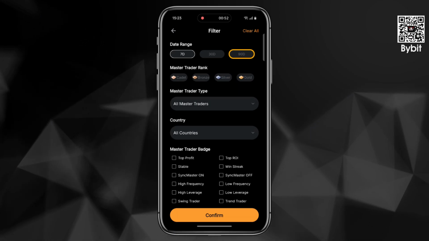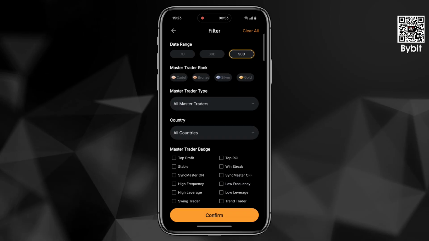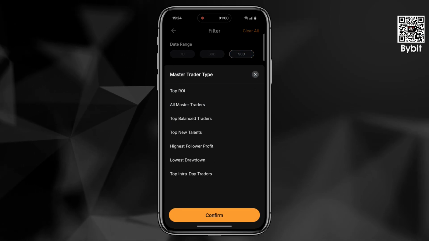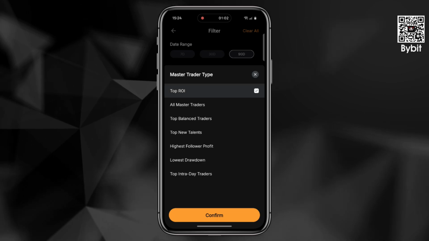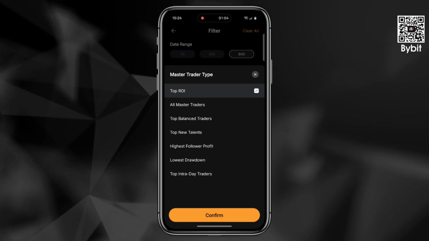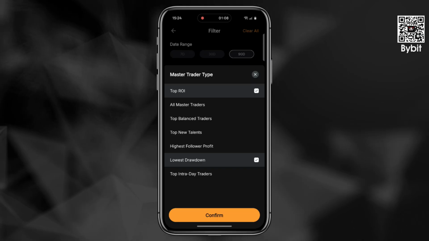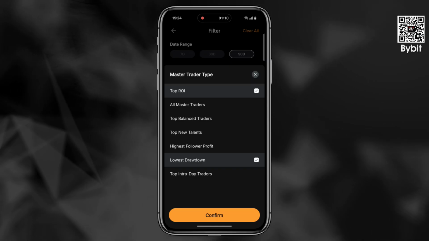Analysis period, choose at least 90 days. This allows you to assess long-term effectiveness rather than short-term luck. Win rate, percentage of successful trades, set it to 30% and above. ROI over 90 days, preferably from 12%, reflecting profitability. Maximum drawdown, no more than 25% to avoid significant losses during market downturns.